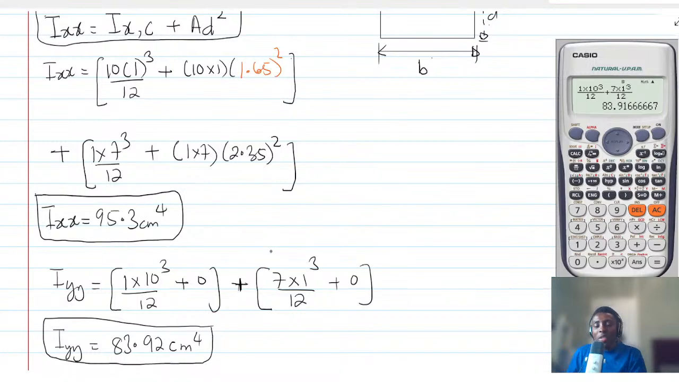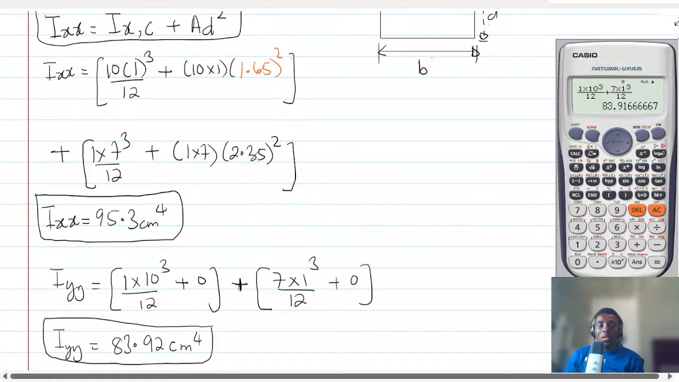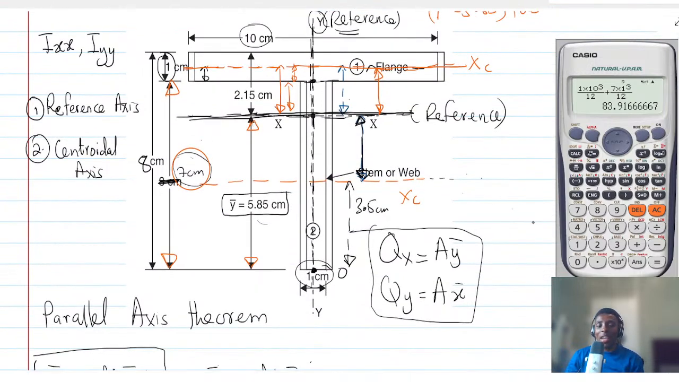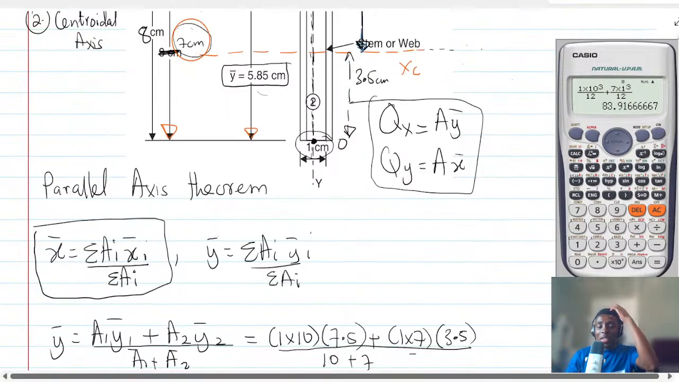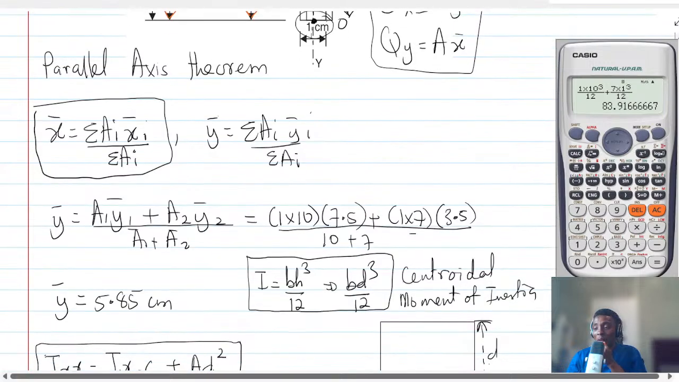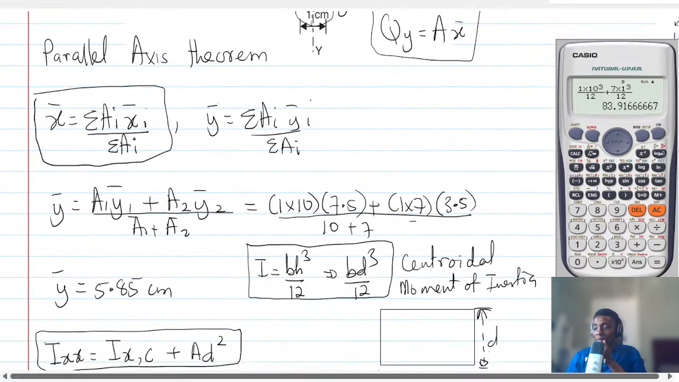Any questions, please? Sometimes instead of getting a T cross section, you can get an I cross section, but the approach is the same.